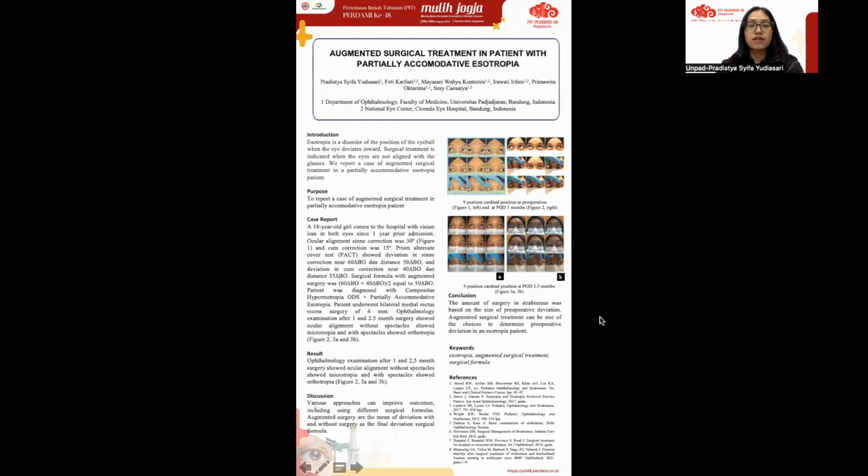For the discussion, various approaches can improve outcomes, including using different surgical formulas. Augmented surgery uses the mean of deviation with and without the correction as the final deviation in the surgical formula. Standard surgery is a procedure in which residual deviation is surgically managed with full correction. However, the standard surgery has drawbacks, namely undercorrection of up to 25%. For the augmented surgery, compared to the standard surgery, there was 93% success and 7% overcorrection.